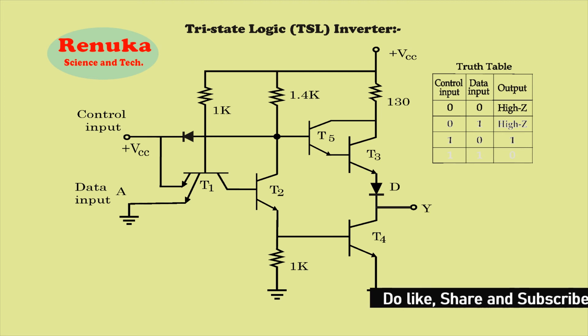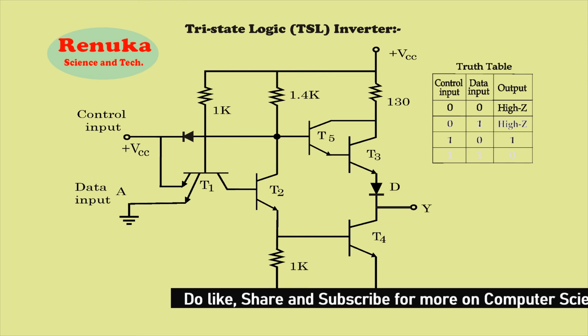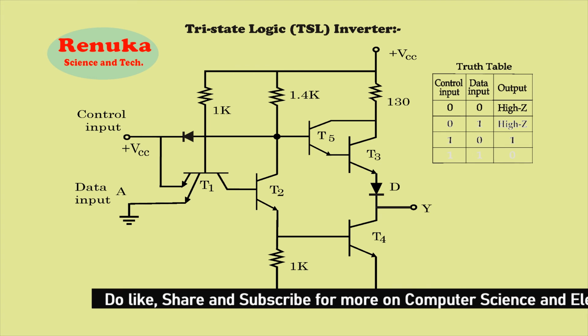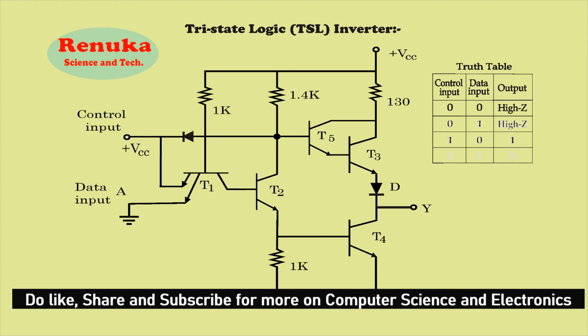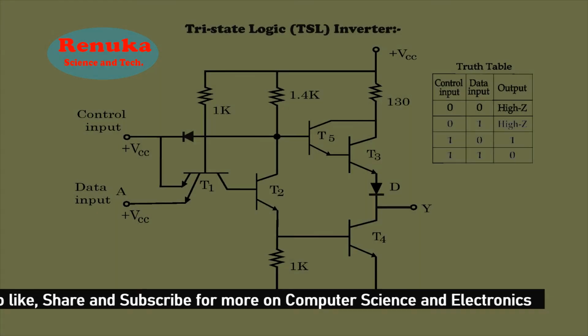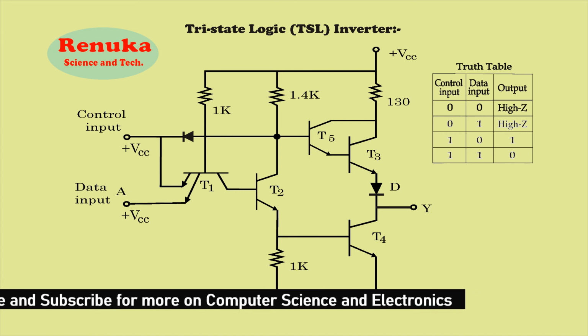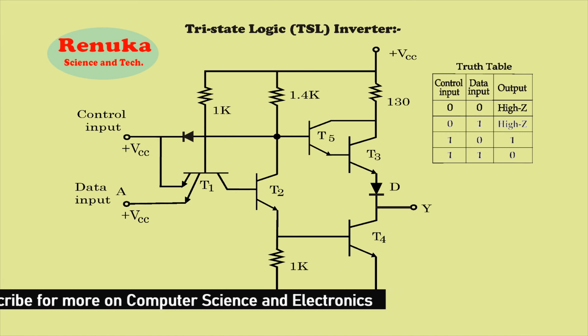So from the truth table, it is possible that if the control input is connected to logic 1, and if the data input of this gate is connected to logic 0, we are getting 1 at the output, that is high at the output. So it will behave like a normal NOT gate if the control input is connected to logic 1. Now the last condition, if the control input is connected to logic 1 and the data input is now connected to logic 1, let us see how this circuit will respond.